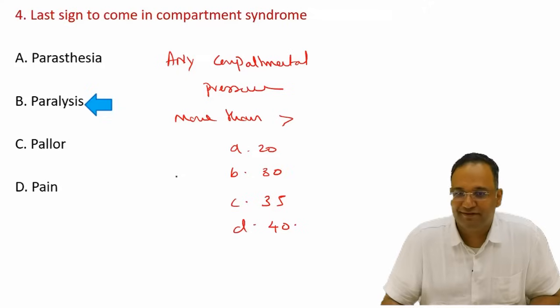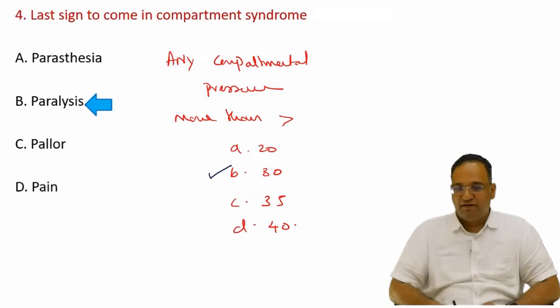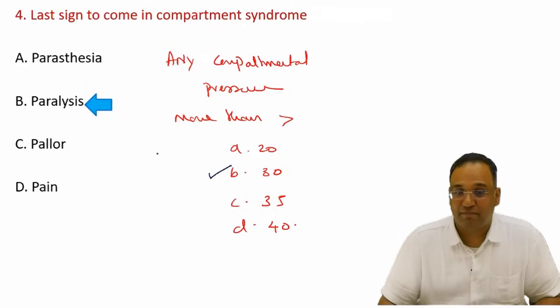The right answer for this question is more than 30. It has to be more than 30. That is suspicion and diagnostic of compartmental syndrome of the leg, because you have one more, called abdominal compartmental syndrome. Do you understand? You should be very careful of that.